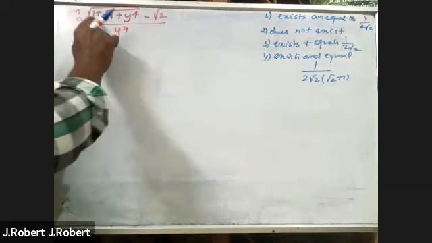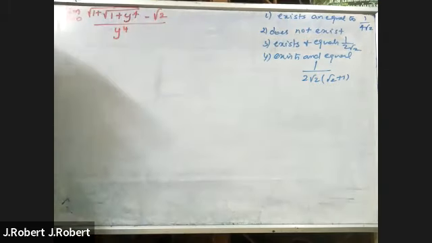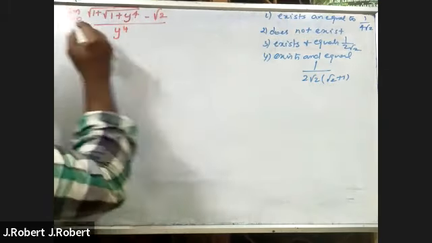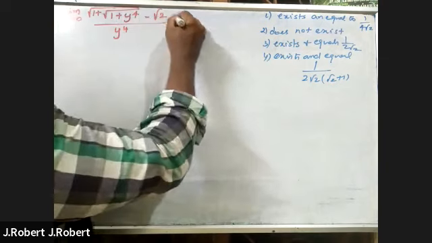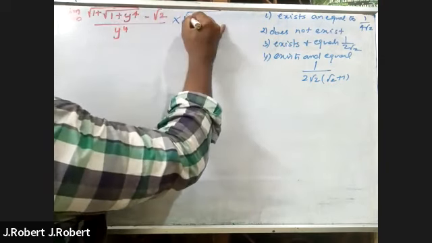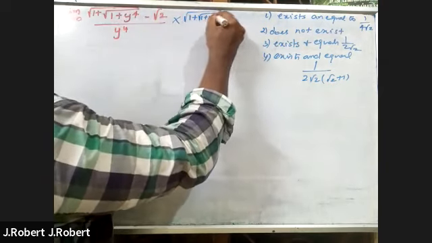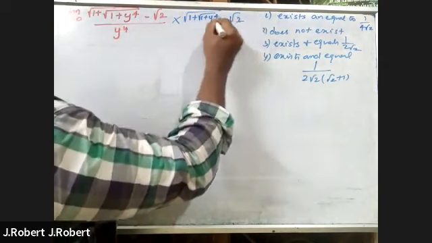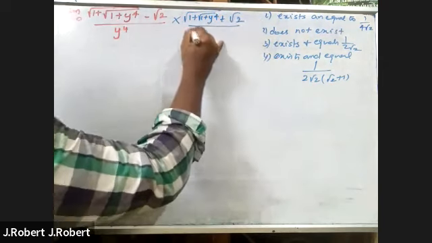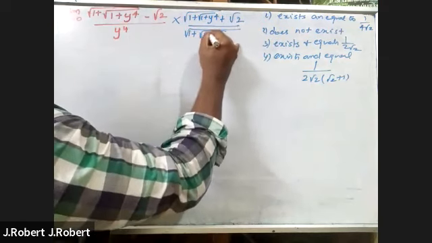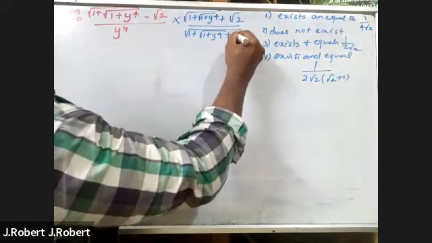Look here, we have root of 1 plus y power 4, minus root 2. To take the conjugate, we have to multiply by root of 1 plus y power 4 minus root 2 becomes plus root 2. That is the conjugate. Same way, if you proceed, 1 plus y power 4 plus root 2.